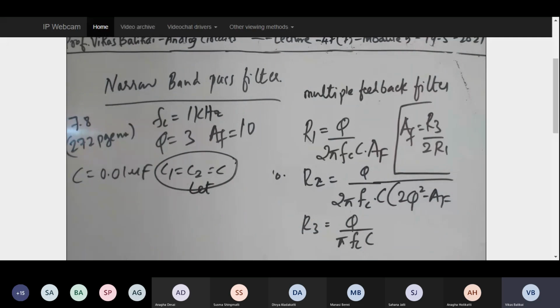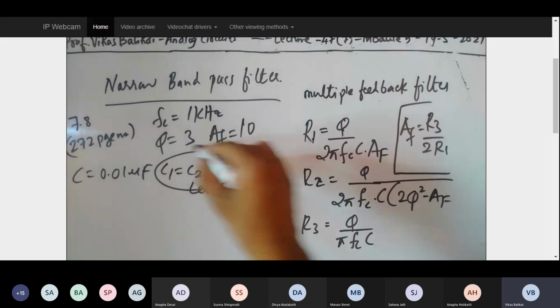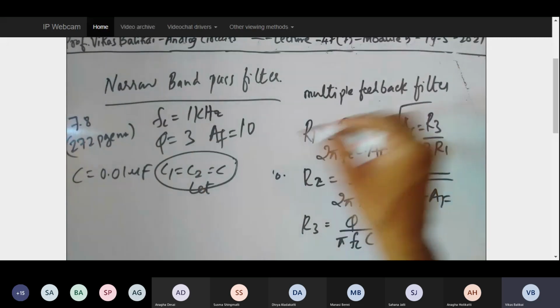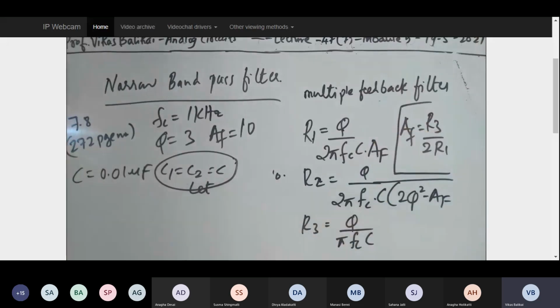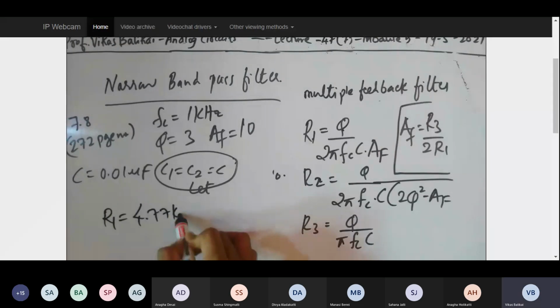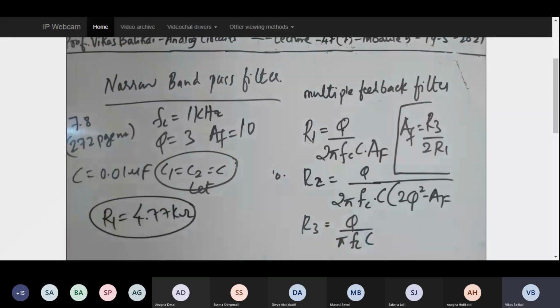In order to calculate R1, I require Q. Q has been given, 2 pi FC has been given, C I have just assumed, and AF also has been given. Now let's quickly calculate using the calculator. Q divided by 2 pi FC, which is 1 kilohertz, multiplied by C, that is 0.01 microfarad, multiplied by AF, that is 10. If I do that, I get R1 equal to 4.77 kilo ohm. So this is the first value using the given formula.